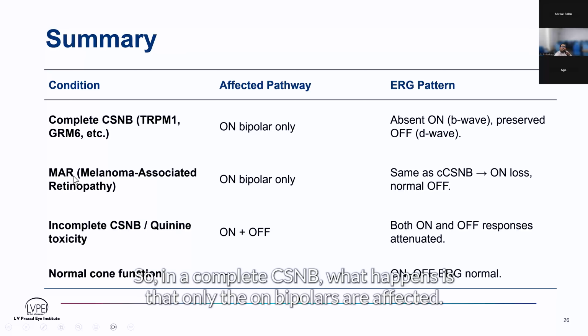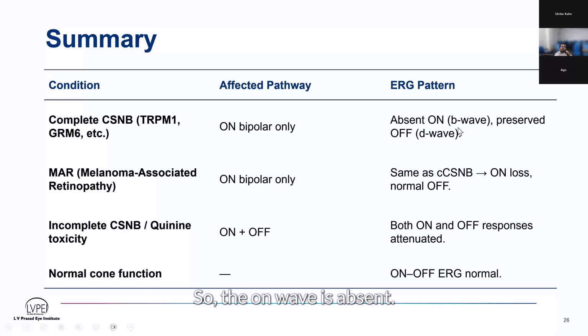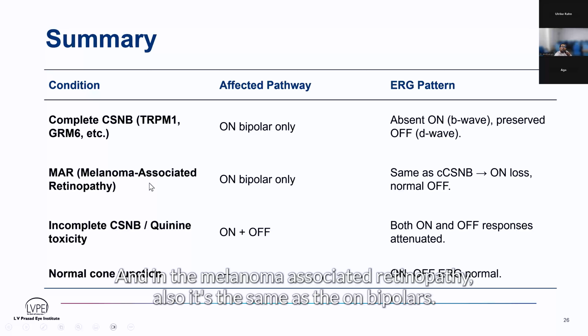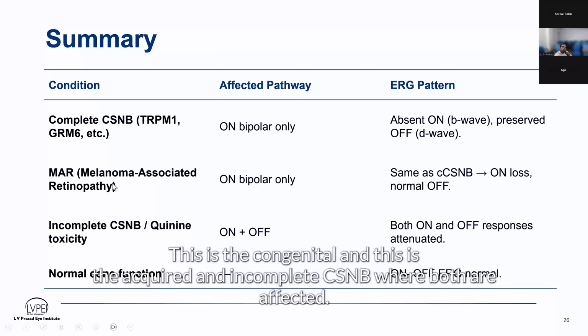In a complete CSNB, only the on bipolars are affected, so the on wave is absent. In melanoma-associated retinopathy, it's the same, the on bipolars. This is the congenital and this is the acquired. And in incomplete CSNB, both are affected.